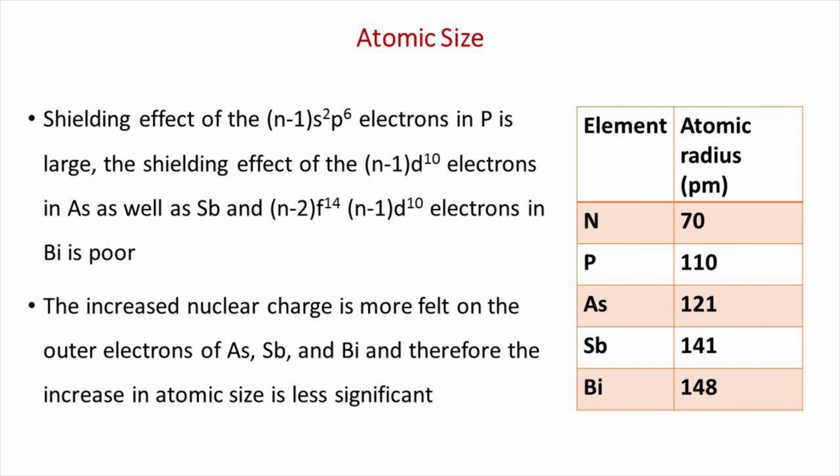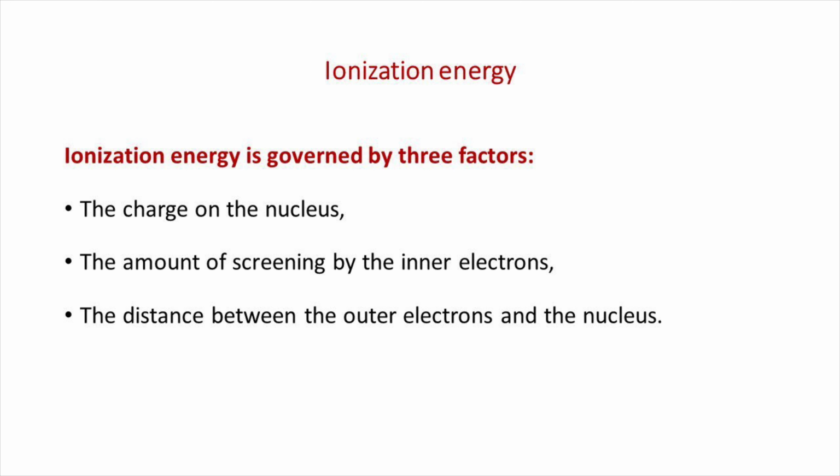That is, the increased nuclear charge is more felt on the outer electrons of arsenic, antimony and bismuth, and therefore the increase in atomic size is less significant. The next general property is ionization energy. We know ionization energy is governed by three factors: the charge on the nucleus, the amount of screening by the inner electrons, and the distance between the outer electrons and the nucleus.